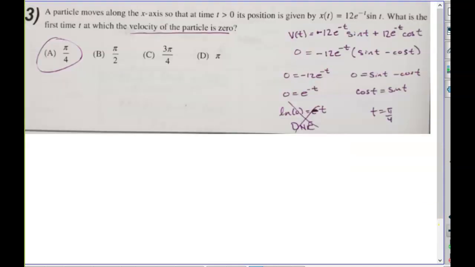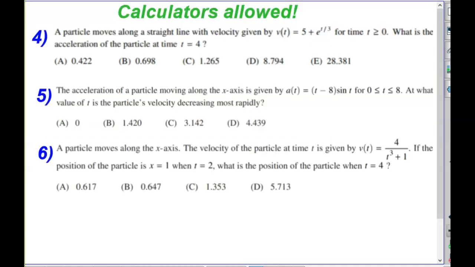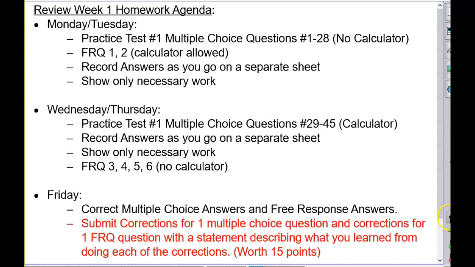No, I didn't know I put those in there. Okay, well, did I put these in here? I don't think I put these ones in here because these are all calculator.